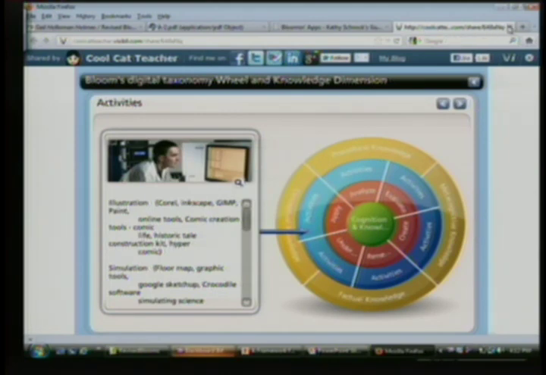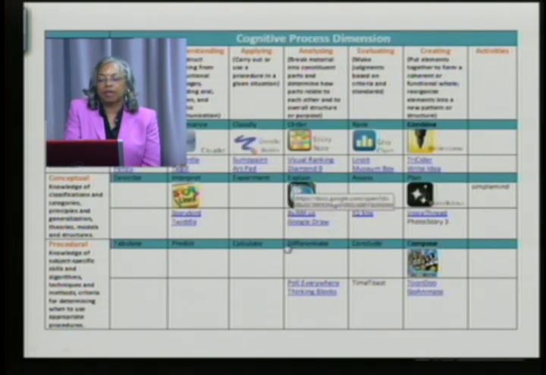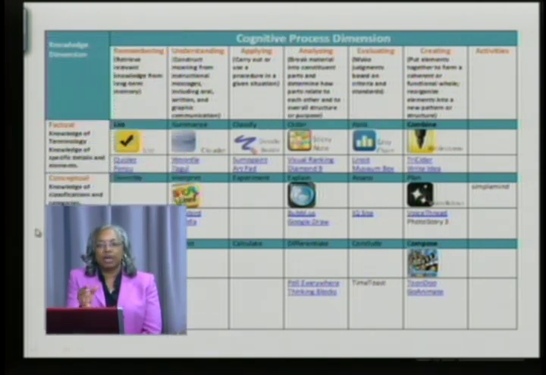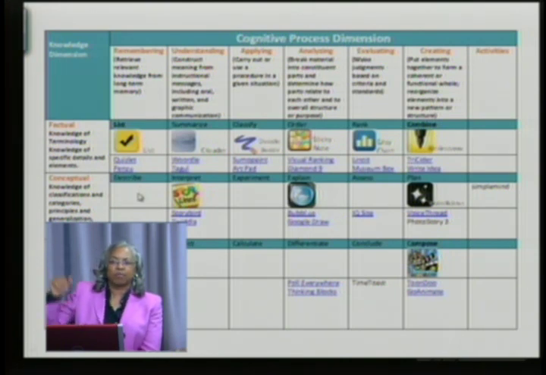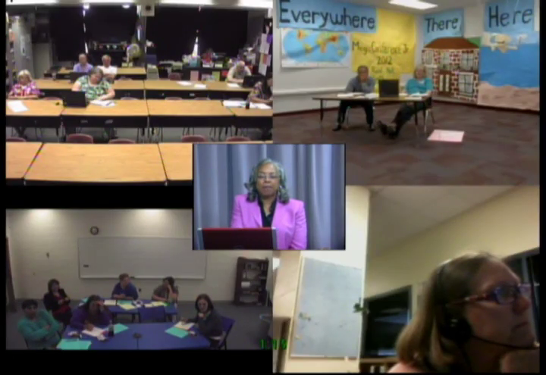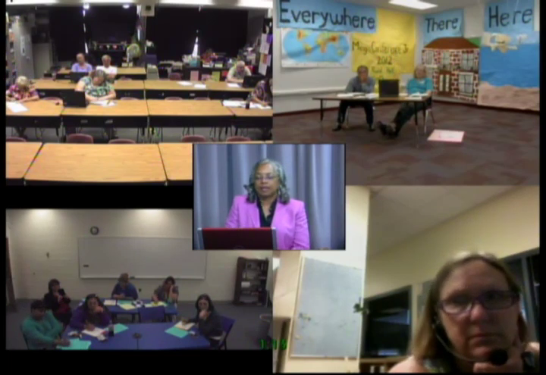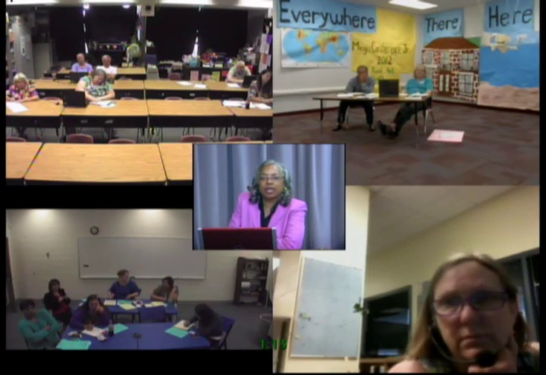And then what I looked at was taking those tools, looking at the cognitive level, breaking it down so that you can see both the cognitive and the knowledge level, and then looking at what tools are out there for us to use. How many of you have heard of Quizlet before? Rachel, have you heard of Quizlet or used Quizlet before? How many of you used Penzu before? Let's look at Wordle, Taggle. How many of you use Wordle and Taggle?